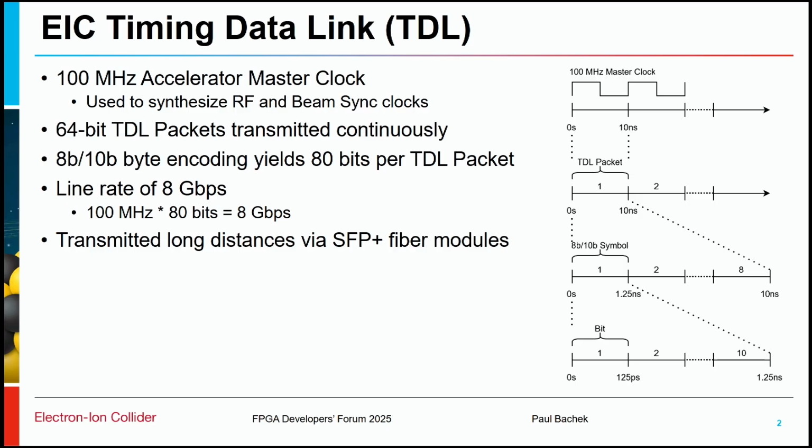The diagram on the right shows a simple timing diagram to show how packets are transmitted. And we use 8b/10b encoding with each byte in the 64-bit packet. So this yields 80 bits total per packet. And so the final line rate, 80 bits at 100 megahertz, we get 8 gigabits per second going out on the line. And we're using Xilinx Ultrascale Transceivers with SFP modules to transmit using fiber optics.